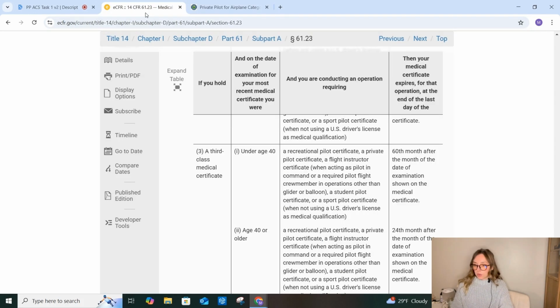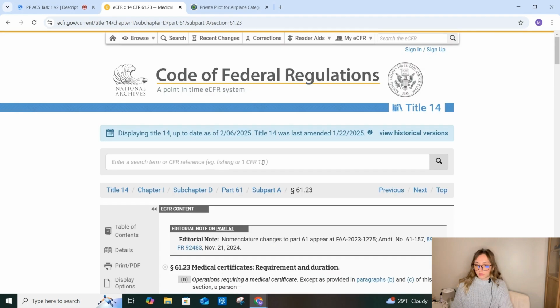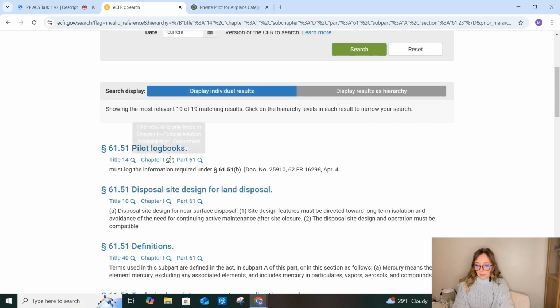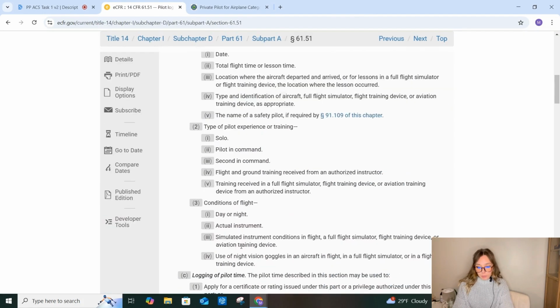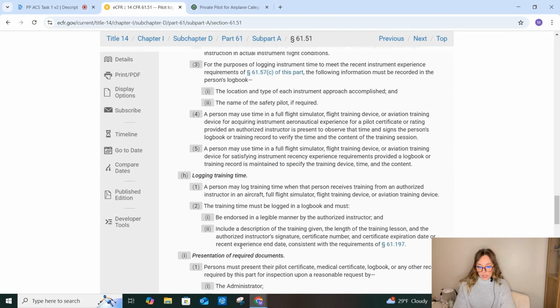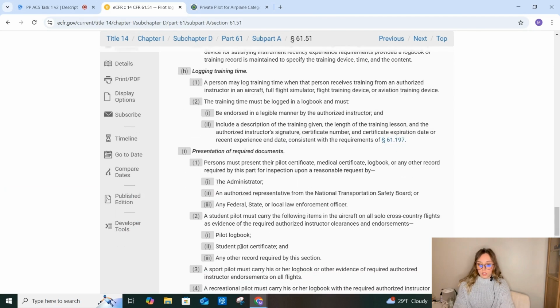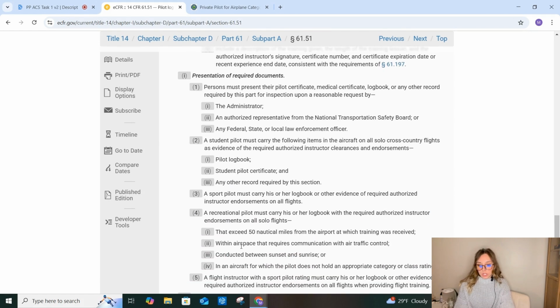We're gonna go back to 6151. Pilot logbooks. We were in this before, and I guess we did touch on it already, but I will show you again so you can remember presentation of required documents: pilot certificate, medical certificate, logbook. I like to add a government issued photo ID. I don't see it here.